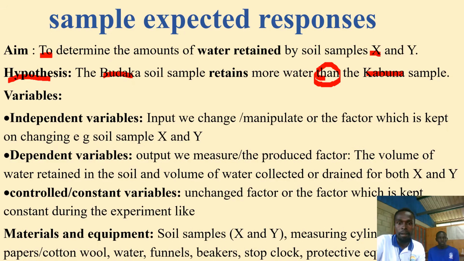As you're comparing the two, one is retaining, another one is draining. So the hypothesis should clearly be stated: this soil sample, giving the location where it is coming from, for example, Budaka soil sample retains more water, and connect it to the chronological flow of the scenario case. And then compare. The comparing words are meanwhile, or than, or while. But let's use while. I love while more than.